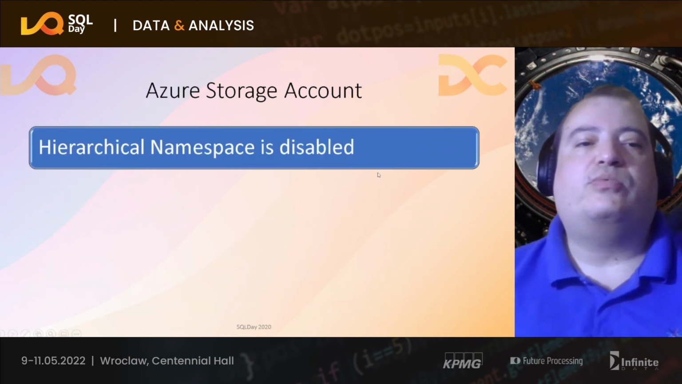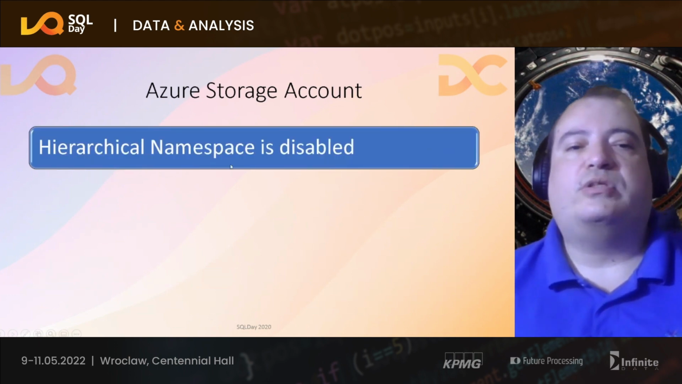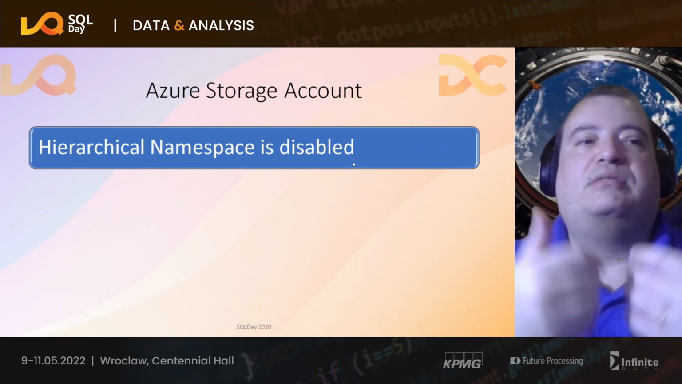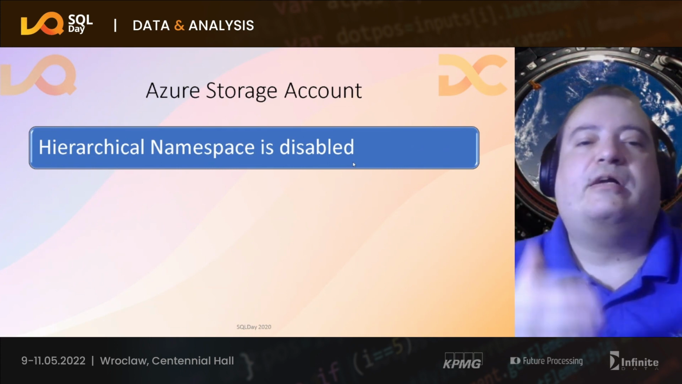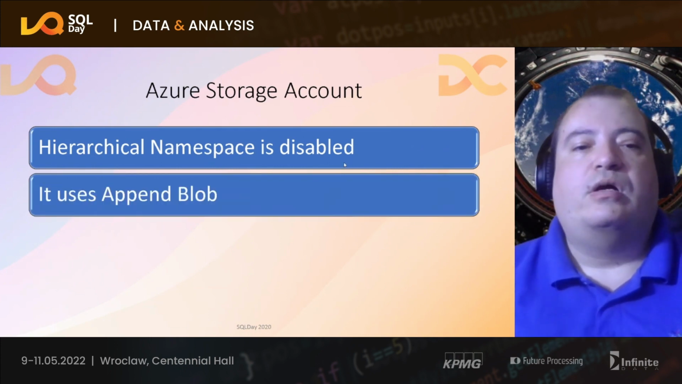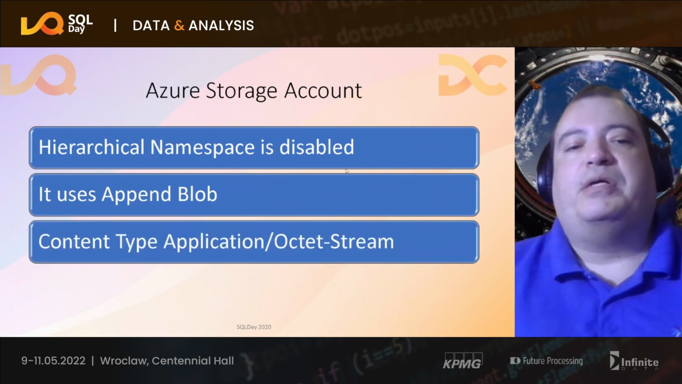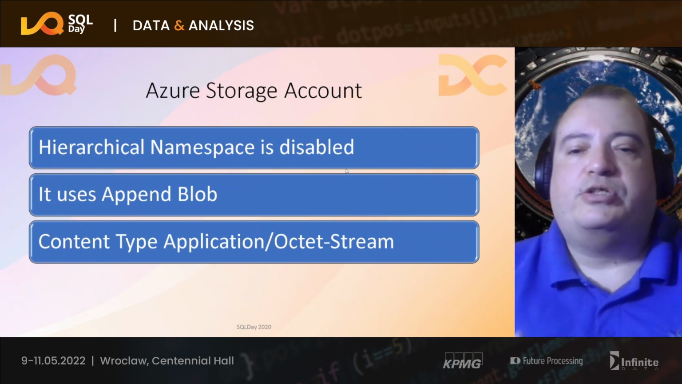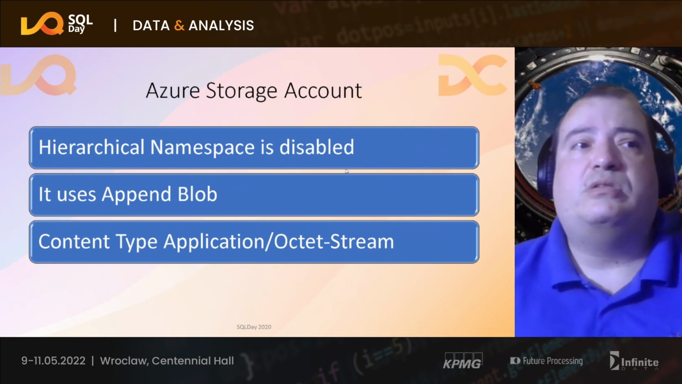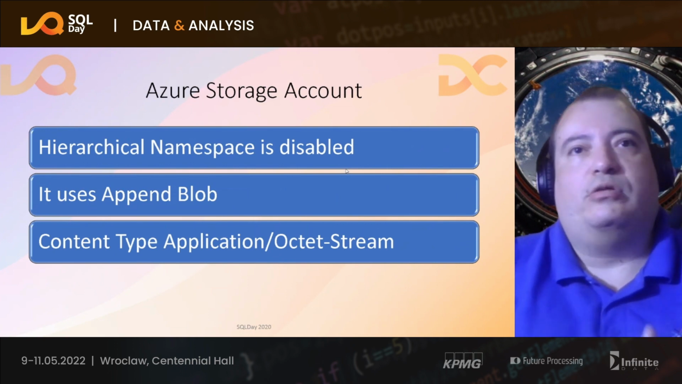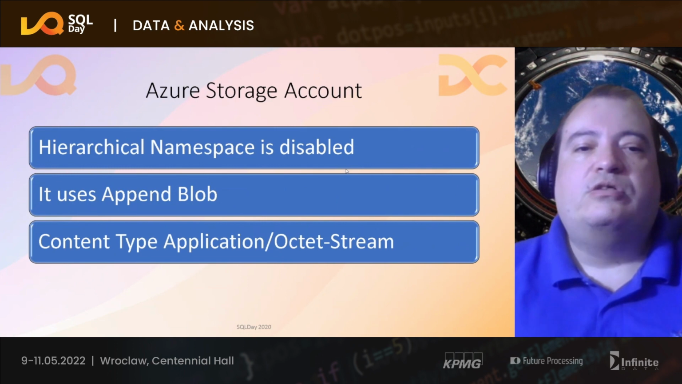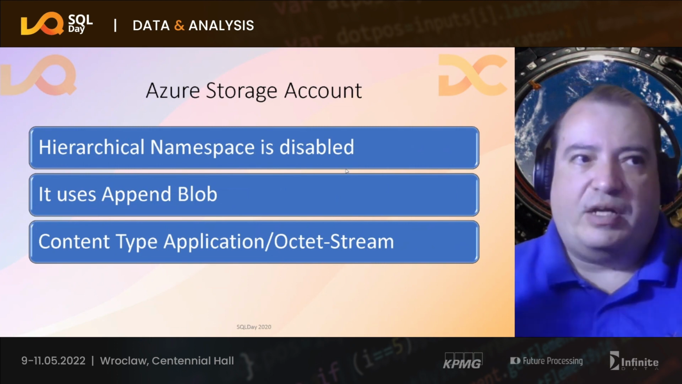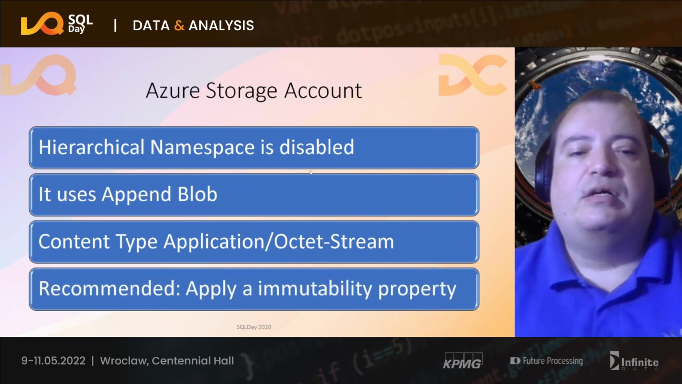Azure Storage Account. When you use Azure Storage Account, the hierarchical namespace is disabled. This storage account is created automatically by SQL Ledger, and it keeps the hierarchical namespace disabled. It uses an append blob. The blob is an append blob. The content type is application octet string. This makes it very difficult to edit in a regular editor like Notepad. Notepad will destroy this file. So you need a special editor to edit this, and the Cloud Shell editor works. You may find other useful editors for that.